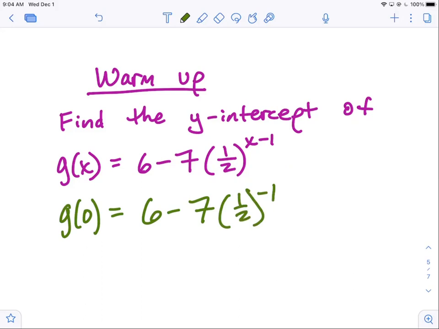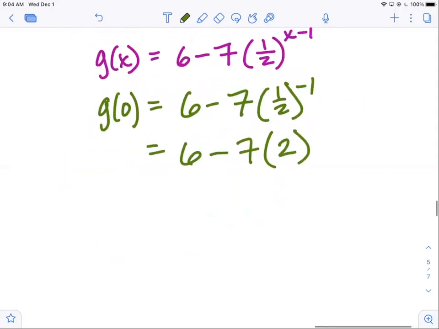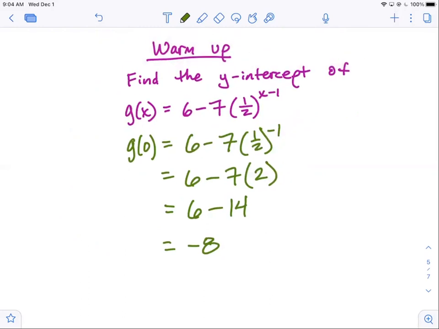Now that's an exact answer, but we could simplify it. We could do better. So 6 minus 7 times, what's another name for 1/2 to the negative first? 2. Good. We flip it. We don't make it negative. And now that's 6 minus 14, which is negative 8. So this graph crosses the y-axis at negative 8.